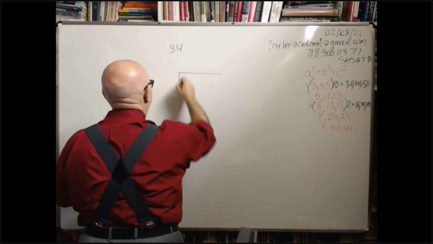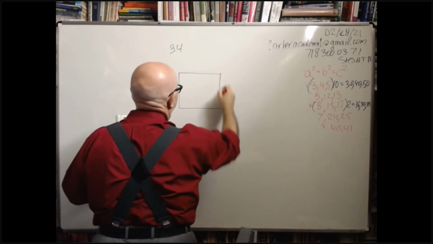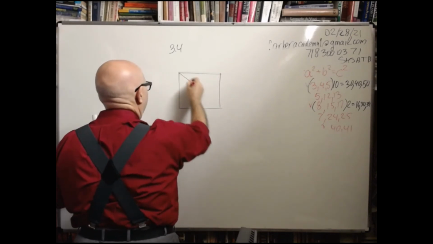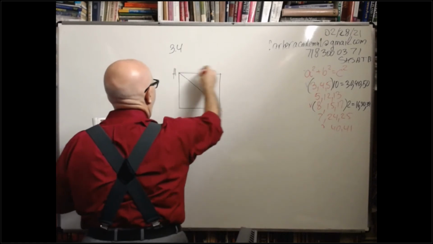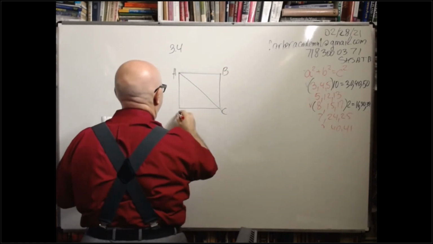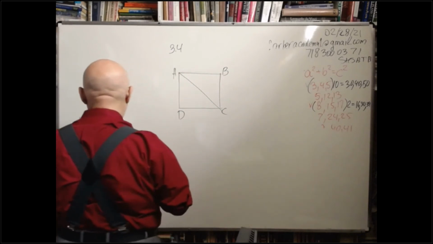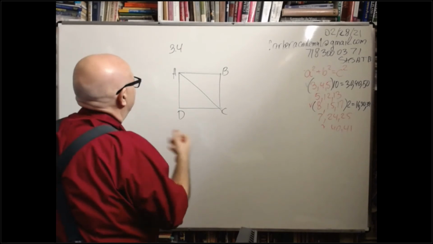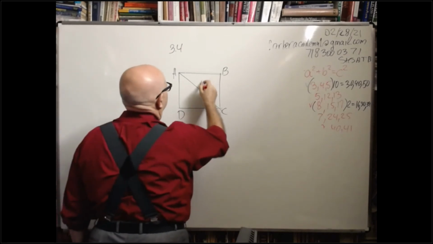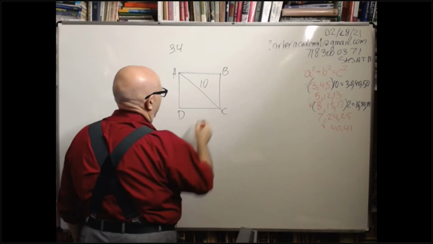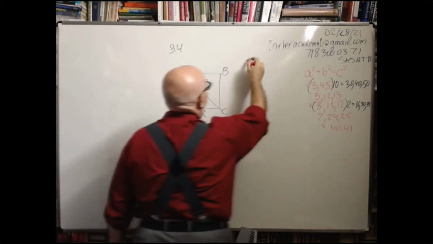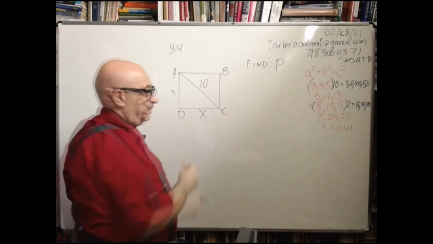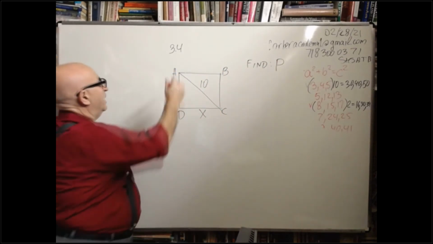Always make a picture first. Geometry is a language of pictures. Square, and we have the diagonal, and there's A, B, C, D. And let me make the diagonal any number, let's say 10. And find the perimeter. So I made my numbers.